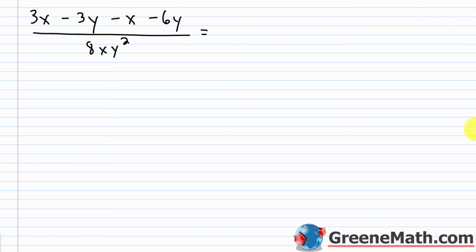The next thing I'm looking at is I have 3x minus x. That's going to give me 2x. Then I have negative 3y minus 6y. That's going to give me negative 9y. And this is over that common denominator of 8xy². So nothing I can do to simplify any further. I just report my answer as (2x - 9y) over 8xy².